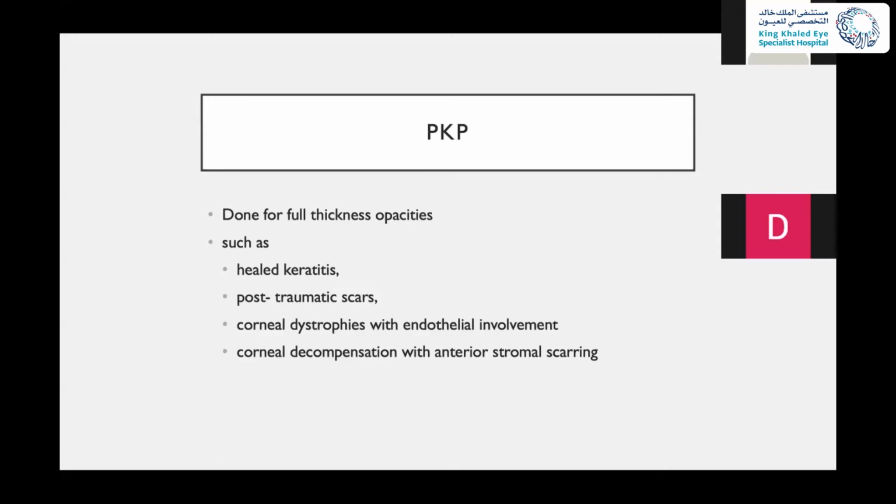So PK is done for full thickness opacities such as healed keratitis or post-traumatic scars, some corneal dystrophies with endothelial involvement and corneal decompensation or anterior stromal scarring. It is still done for patients with keratectasia and keratoconus, especially if the patient is post-hydrops or with a large Descemet membrane breakage.